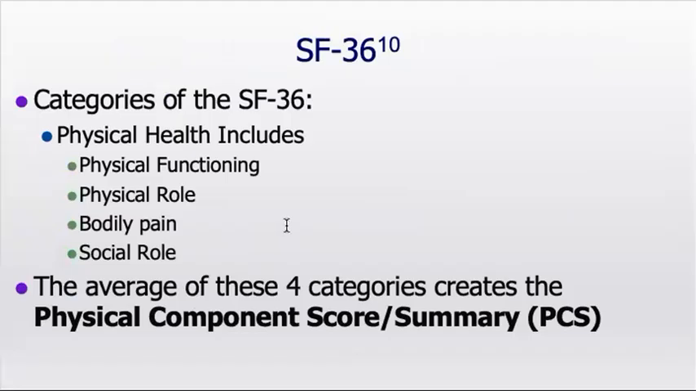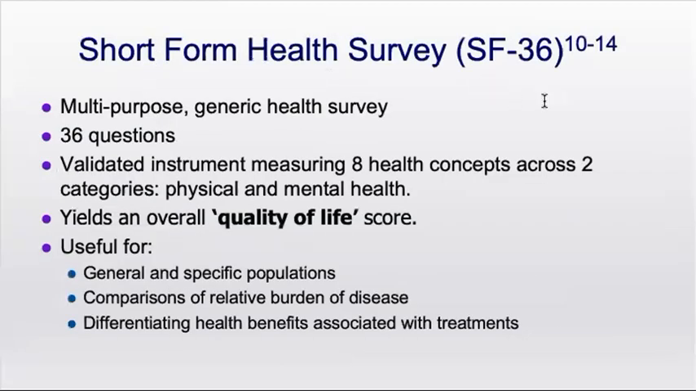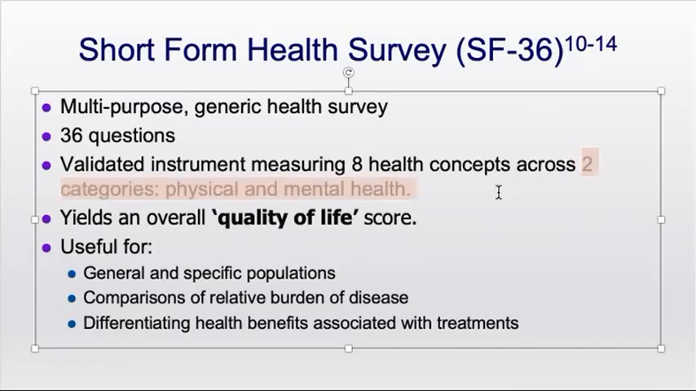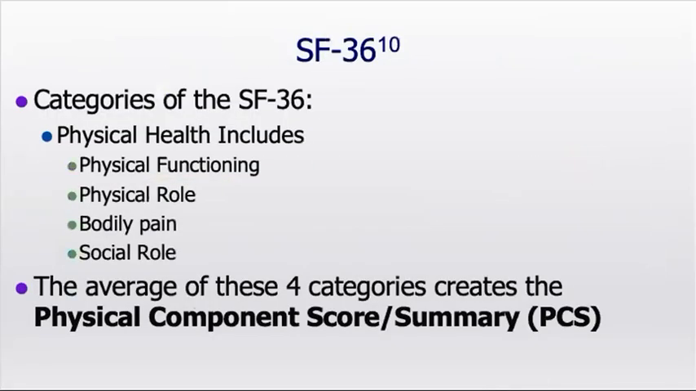The SF36 can be divided into physical health aspects and mental health aspects. So that's the 2 different categories that we're looking at: physical health and mental health. The physical health component can be broken down further into 4 areas of functioning, and this includes physical functioning, physical role, bodily pain, and the social role.